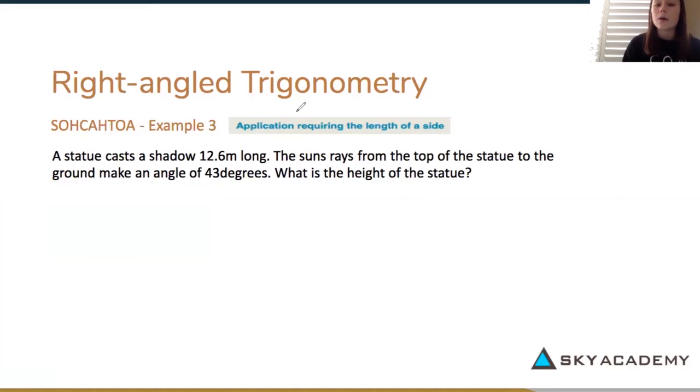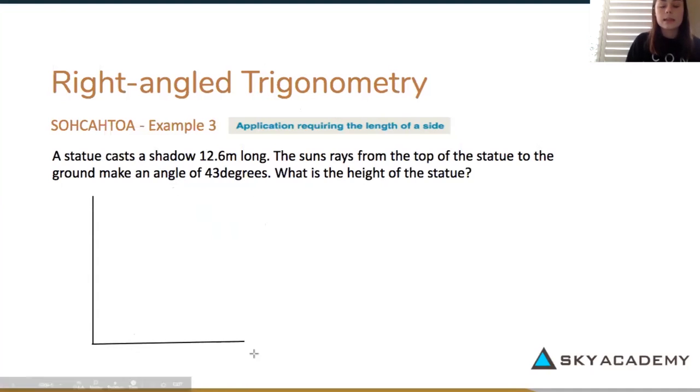So this question has not been drawn for us, so we have to draw the diagram according to the words. So I'm going to quickly go ahead and do that. I know I have a statue here, and I know that it casts a shadow 12.6 meters long. If you imagine yourself standing out on the road and the sun hits you and causes a shadow, your shadow is flat on the ground. And so that's why I drew my shadow straight across the ground. And then the sun rays from the top of the statue to the ground makes an angle of 43 degrees.